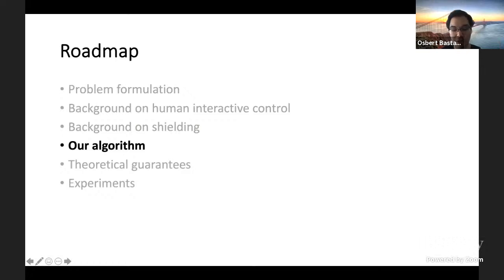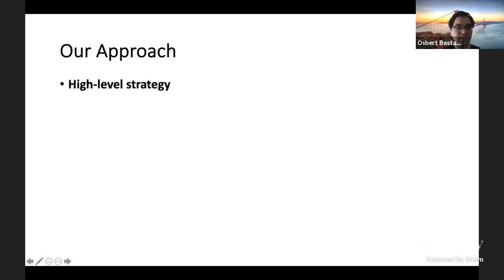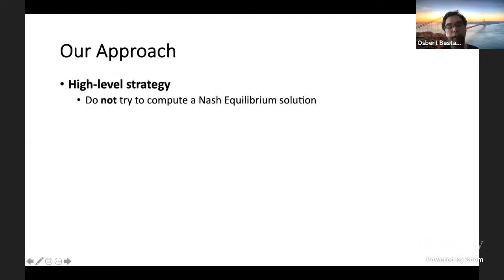And so next, I'm going to talk about how we actually leverage the ideas from shielding in conjunction with some analysis of the human strategy in order to adapt shielding to the human interaction setting. At a very high level, we're not going to be trying to compute a Nash equilibrium solution, because really, without knowing the exact form of the human reward function, there's no way that we can compute this Nash equilibrium solution.